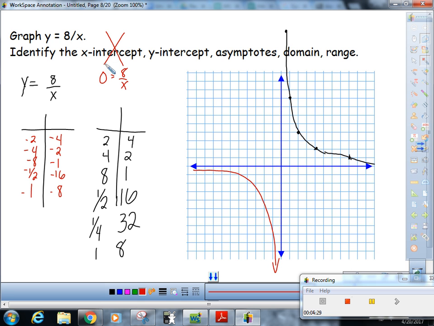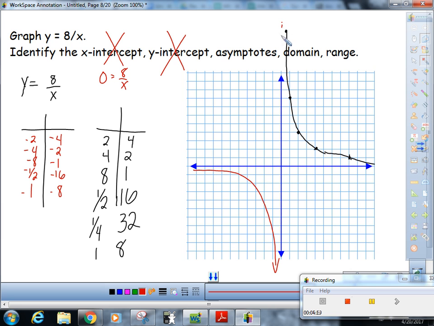And am I allowed to put in 0 for x to find the y-intercept? I am not, because you can't divide anything by 0. So there's no y-intercept for this one. There will be for some, but there's not for this one. So that gives us a good hint to what our asymptotes are.